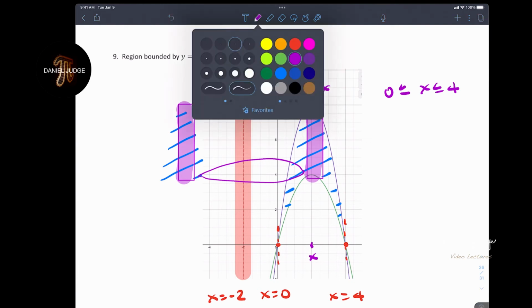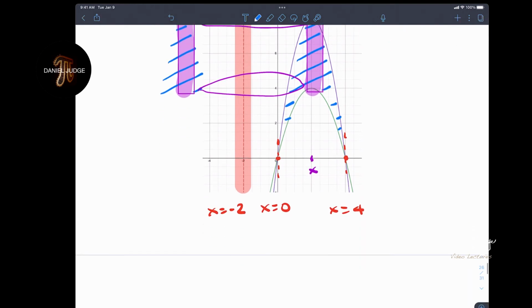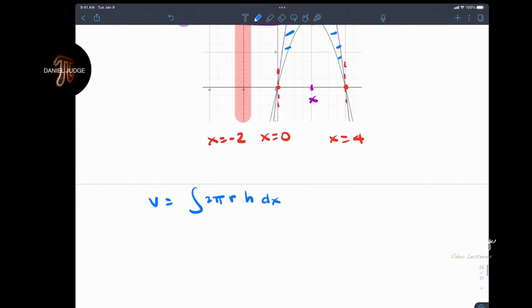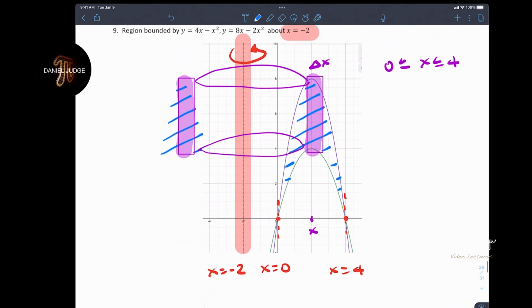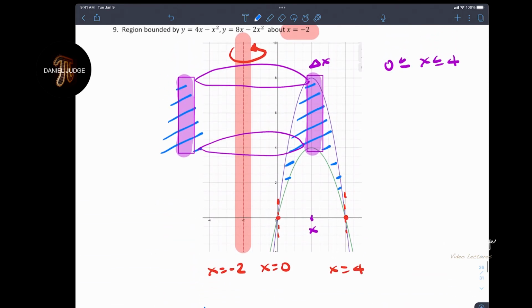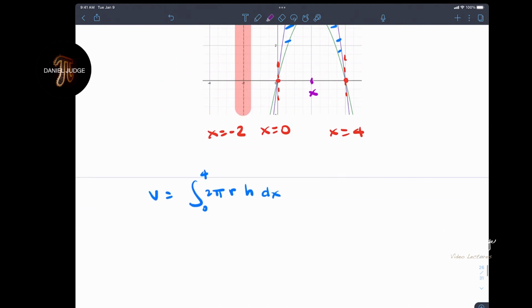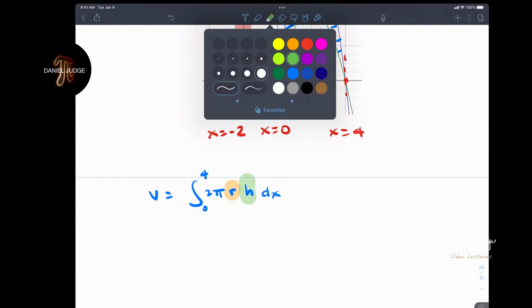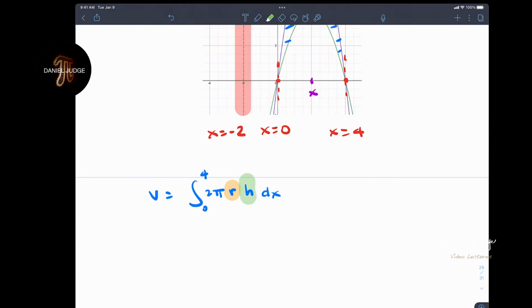So the volume now, remember, this is going to be the integral of 2 pi r h dx, where you go from 0 to 4, this is how my x value will change. Now, I still need the radius here. So I have my radius, and I need my height. So I always need those two important things, the radius and the height.